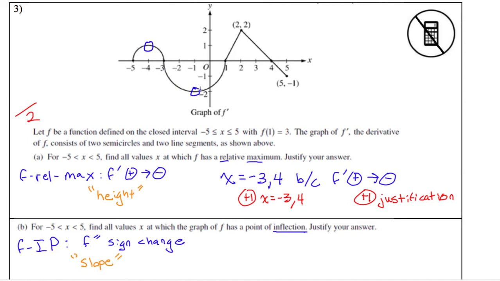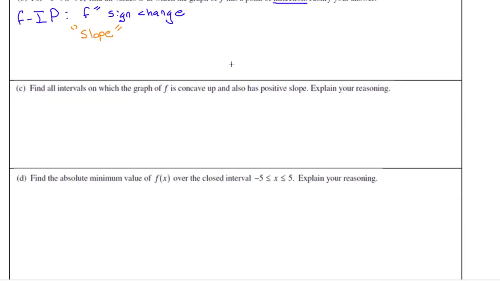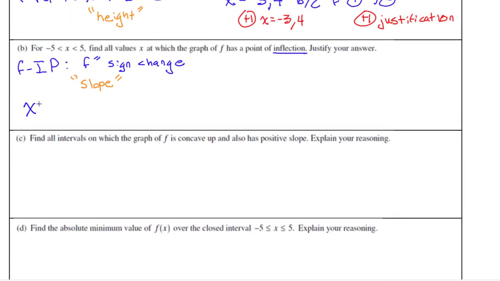Negative, negative, negative, up, positive, positive, positive, positive, sharp corner, still positive, positive, up. Now switching to negative after a sharp corner, negative, negative, negative, negative, negative. So we have 3 inflection points at -4, -1, and 2. So x equals -4, -1, and 2, and we need to justify our answers. It's because we have an f double prime sign change. You give yourself 1 point if you got all three values, and 1 point for the justification.